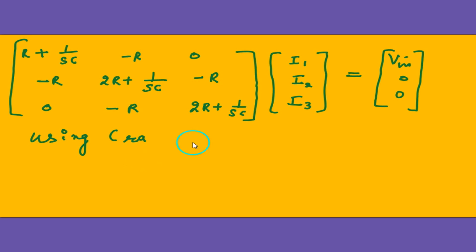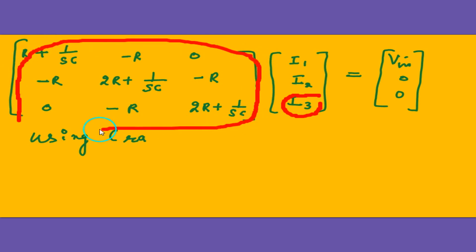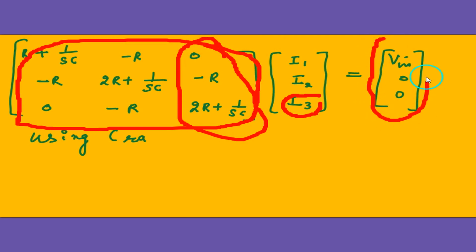We'll use Cramer's rule for finding I3. How? First we will solve this matrix. Let me call it capital T. After solving it, that is capital D. Then we replace this column with this column, which we call the D3 matrix, and then we solve D3, and I3 is obtained as D3 divided by D. Okay.